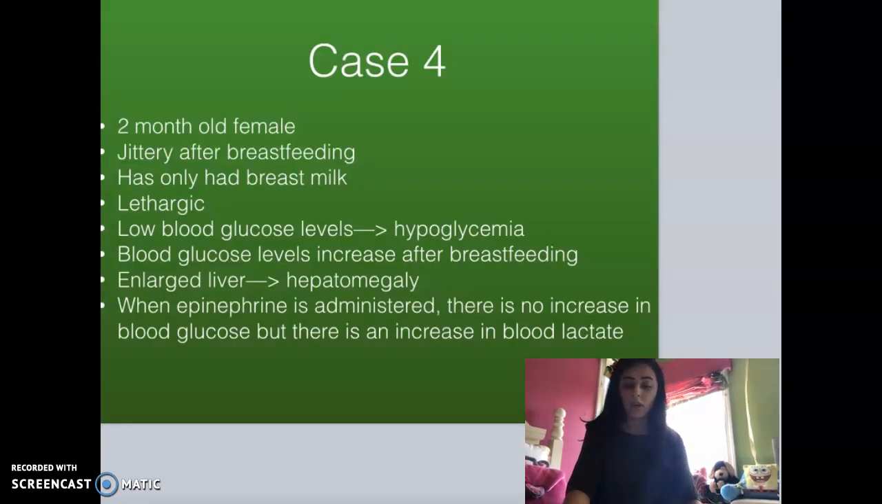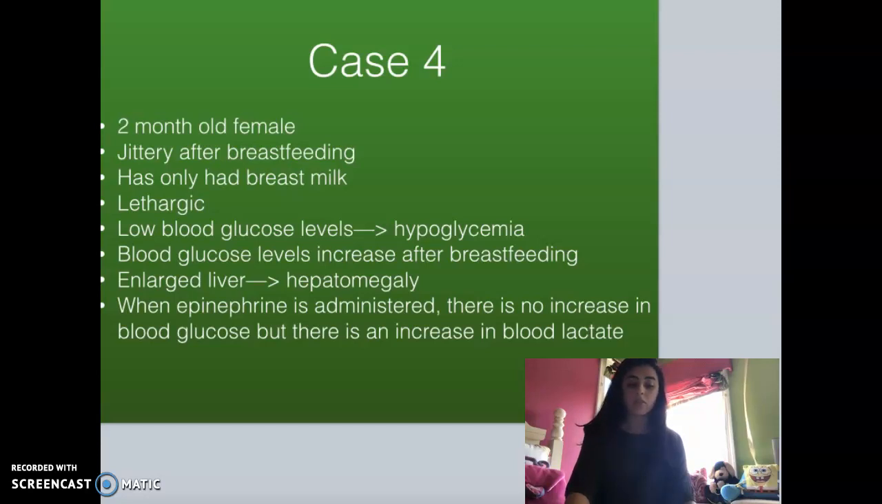Now on to case 4, where we are given a case study about a patient and trying to deduce their diagnosis. We are given that this is a 2-month-old female. She is jittery after breastfeeding. She has only had breast milk. She is lethargic. She has low blood glucose levels, but these levels increase after breastfeeding. She has an enlarged liver, and when epinephrine is administered, there is no increase in blood glucose, but there is an increase in blood lactate.